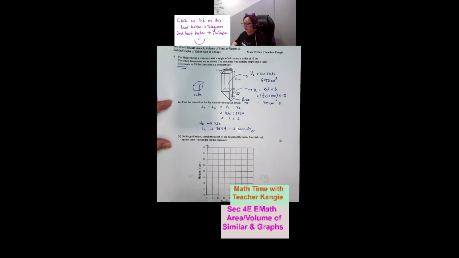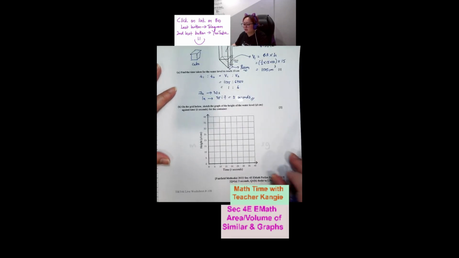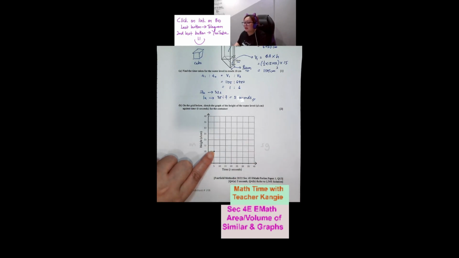Okay, so now we know that it will take 5 seconds to fill up to here, and then you will take another 30 seconds to fill up to the brim. Now this part B here, they say on the grid below, you are supposed to sketch the graph of the height of the water against the time. So there are 2 critical points that you need to mark out. First is up to the 10 cm, and we know that it takes 5 seconds. So that means this is the first point. It takes 5 seconds to fill up 10.